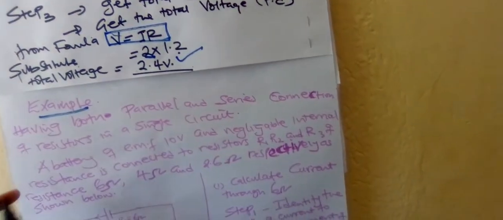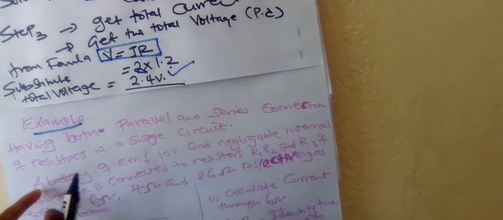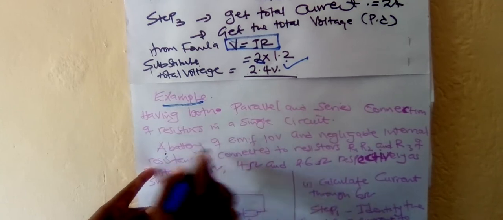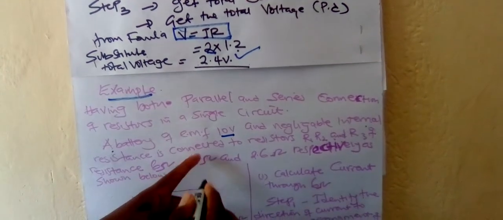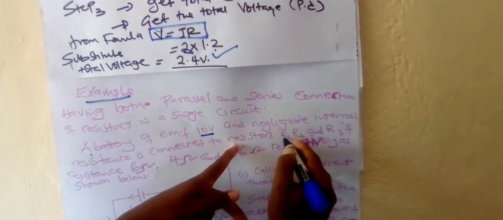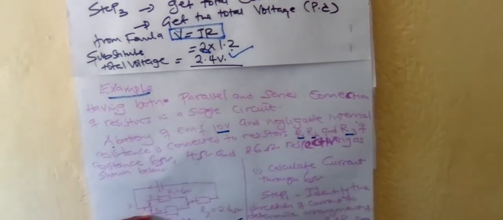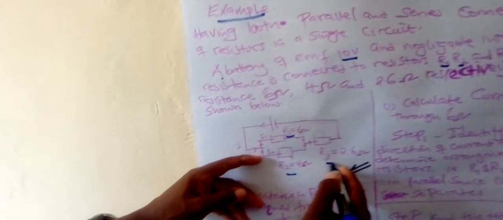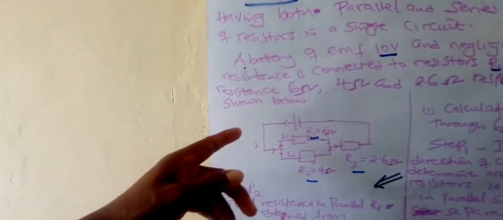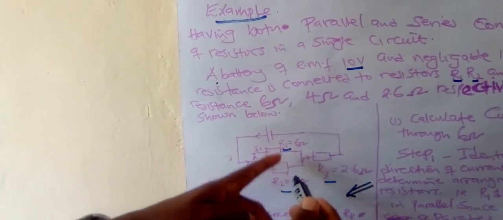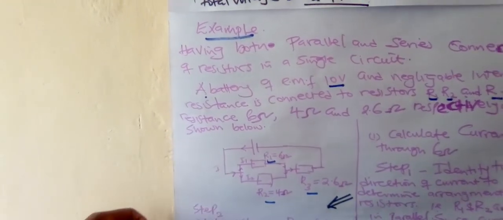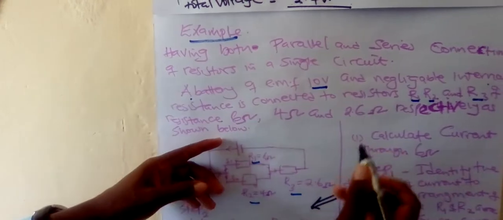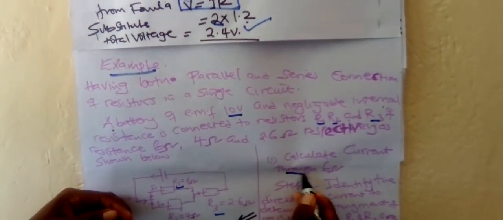Now, when we look at this, then we shall be able to have our diagram. They're saying that you have a battery of EMF 10 volts and negligible internal resistance connected to the three resistors R1, R2, R3. Now, each resistor, R1 has 6, R2 has 4, R3 has 2.6. Now, the question one, calculate the current through the 6 ohm resistor.